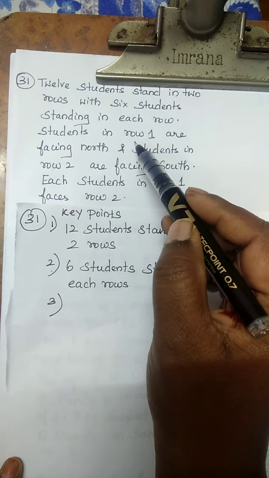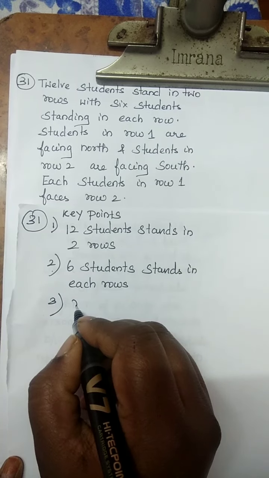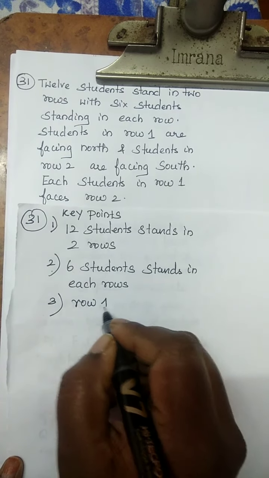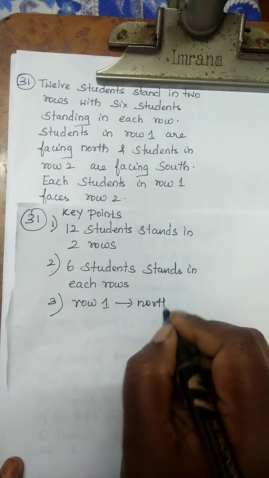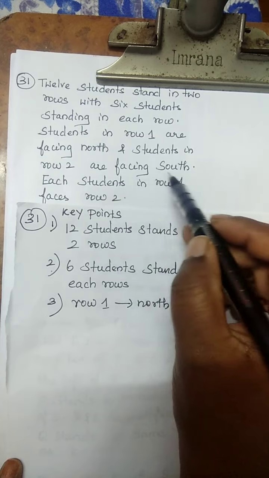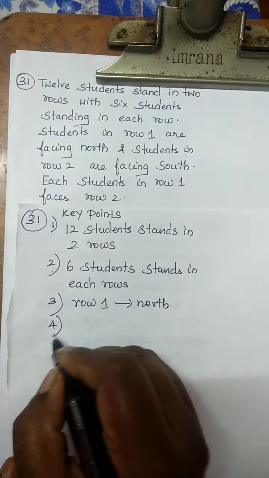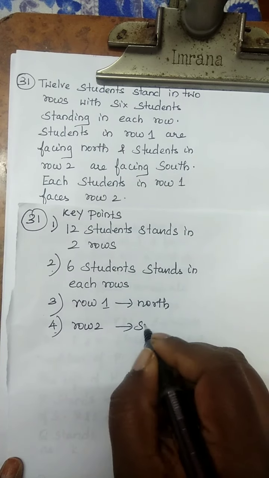Students in row 1 are facing north, and students in row 2 are facing south.